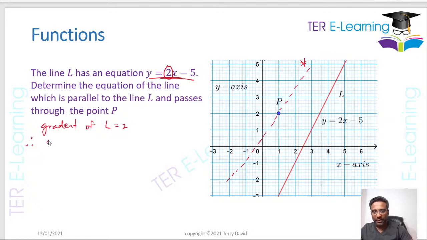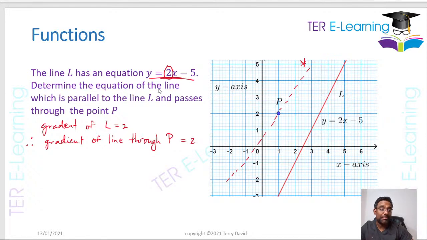Therefore, the gradient of the line that passes through P is also equal to 2, and that's because it's parallel. So what we do know is that the equation that we want to find looks like this: y is equal to 2x plus c. But we don't know what c is.